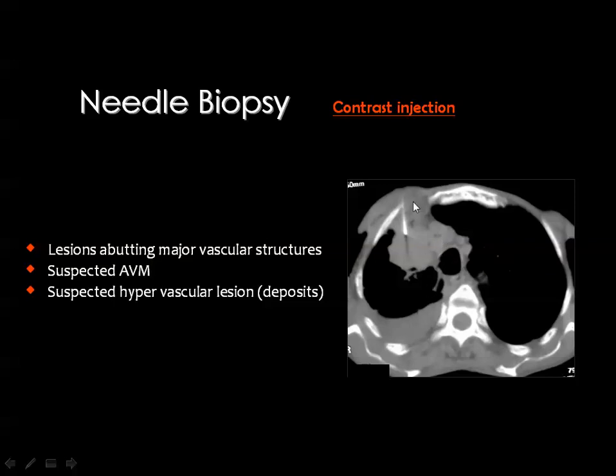Then in order not to puncture one of the important vessels, whenever the lesion is adjacent to an area of major vessels, you should inject the contrast material to identify clearly the lesion separable from these vessels. Also, whenever you are suspecting that the lesion you are going to biopsy is a vascular malformation, then you should inject the contrast media and perform a dynamic study to be sure that this lesion is not a vascular malformation.